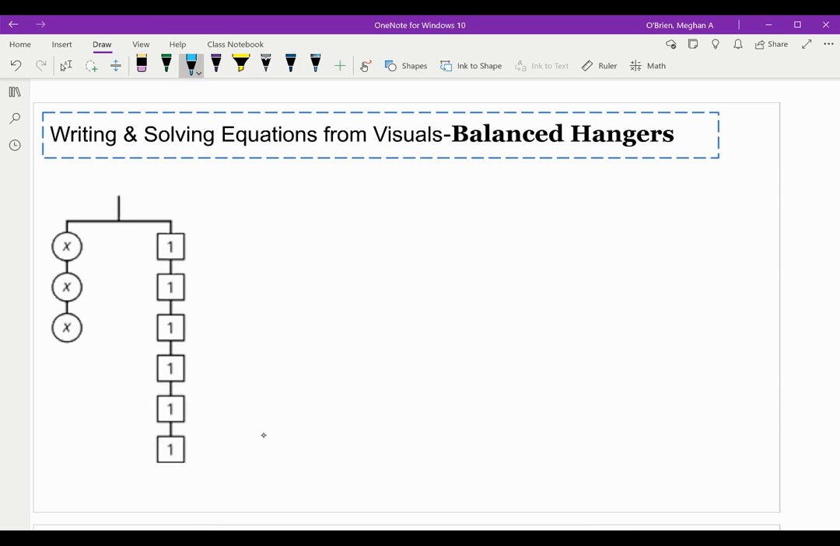If I'm looking at the left-hand side, we can think of that as x plus x plus x, or just three groups of x, and that side is equivalent to the weights labeled 1, and how many are there? There are 6. Okay, so this hanger is showing 3x equals 6. With equations, we'll write them from a picture or context and also be able to solve them. What that means is we want to solve for the unknown, or solve for the variable.